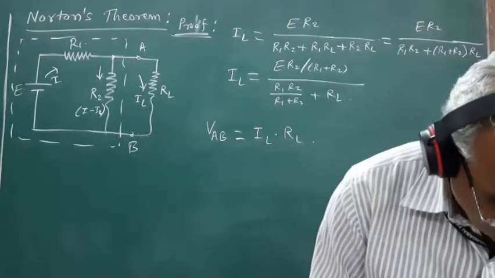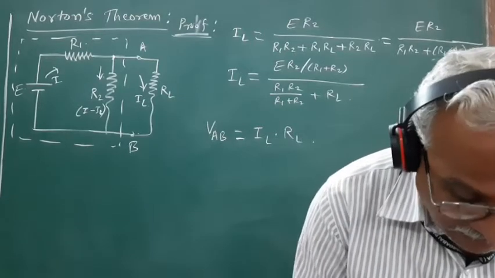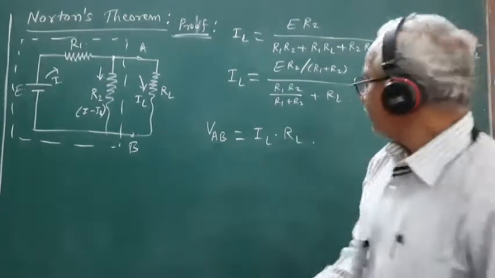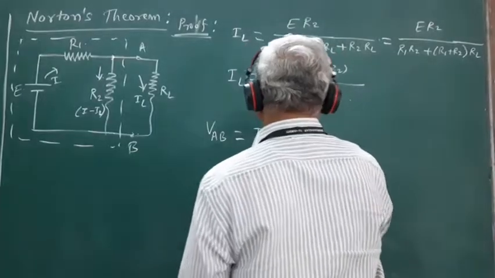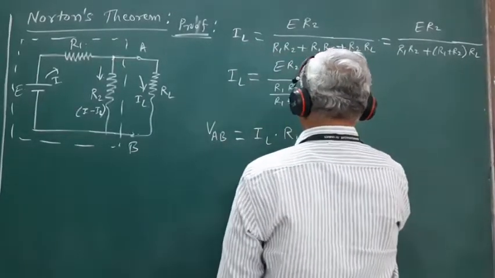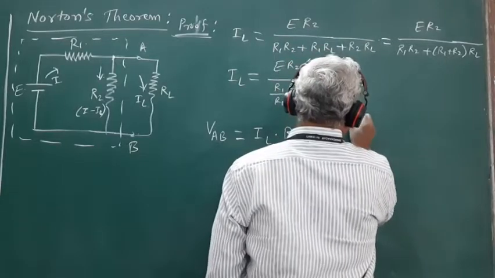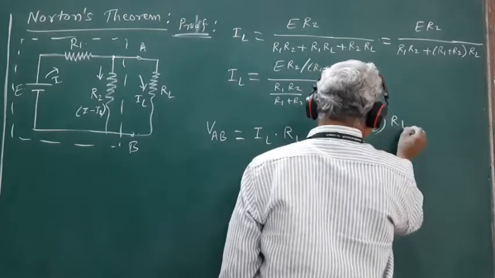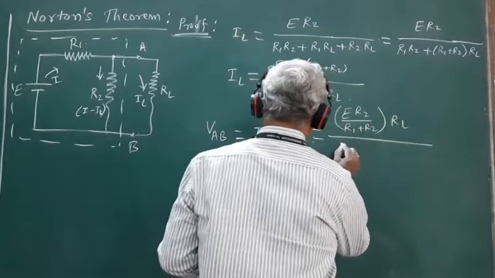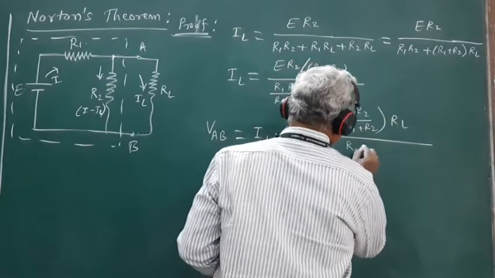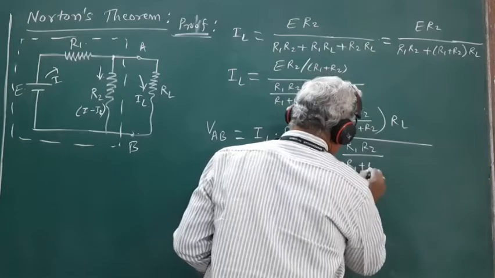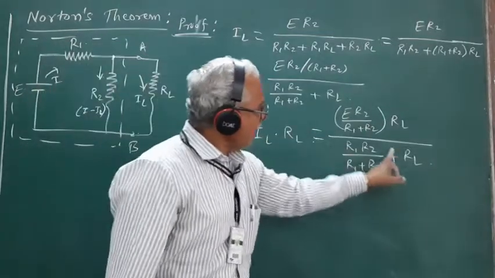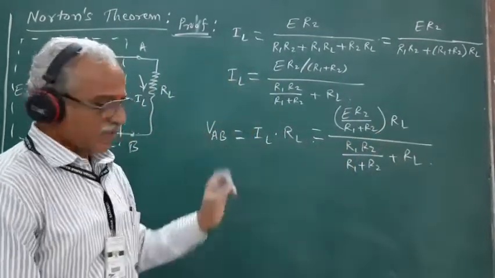So this VAB is nothing but equal to, using this expression for IL here, we can write VAB is equal to ER2 upon R1 plus R2 into R divided by R1 R2 upon R1 plus R2 plus R. So this is IL into R, that gives VAB.